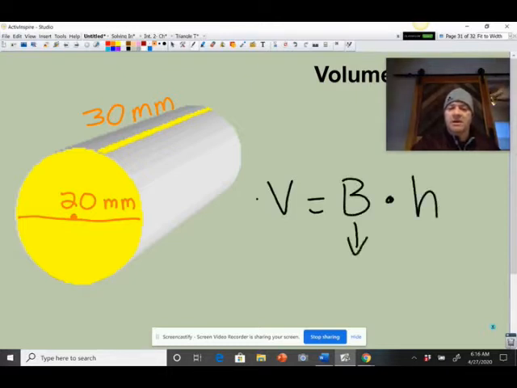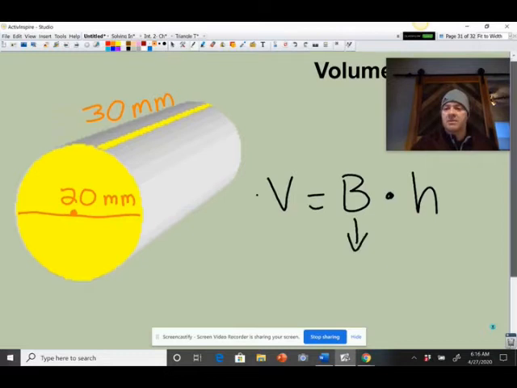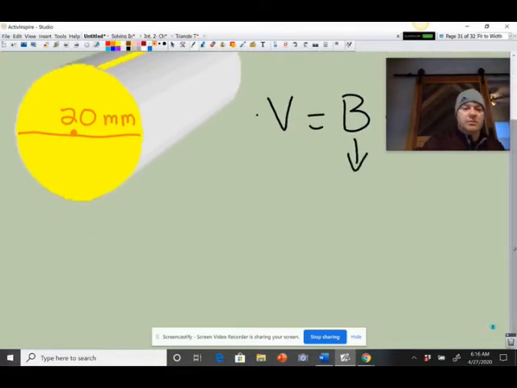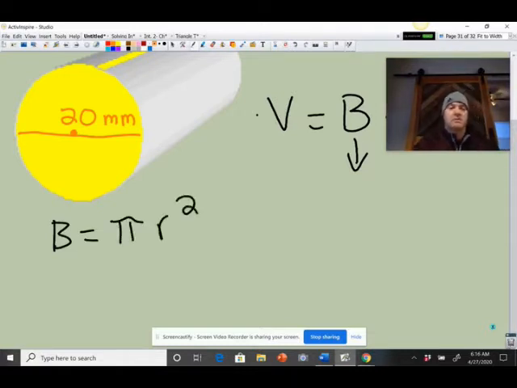I have to figure out what the area of the base is. Now, the shape of the base is a circle. So big B is the area of that circle, which is pi times r squared. Okay. Remember, this is the radius. You are allowed to use a calculator on this, so I'm going to pull out my calculator here. We're allowed to use calculators because we include 3.14 and pi and all that stuff. So anytime there's a circle, I'll let you use a calculator.